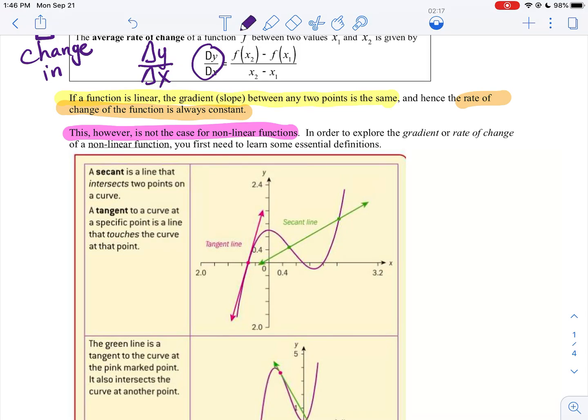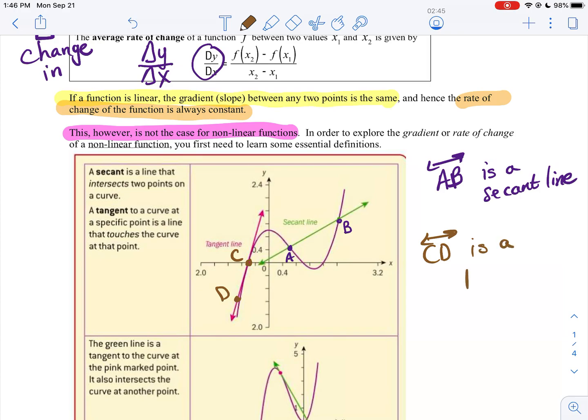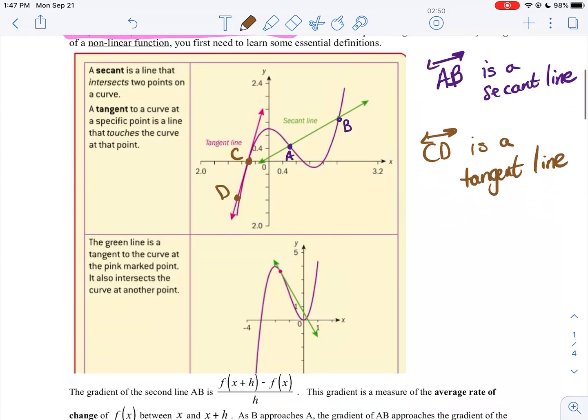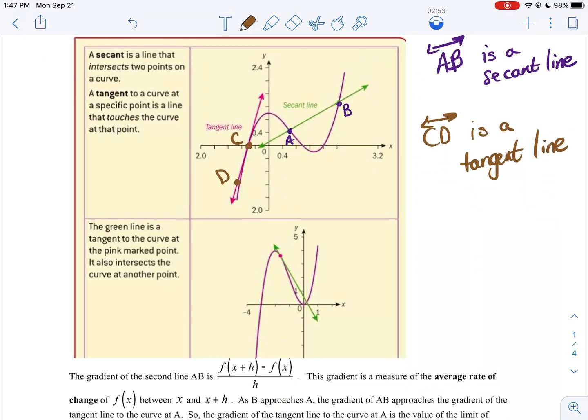So let's get some letters on here. Let's call this A, we'll call this B. So line AB is a secant line. And let me change colors here. And then let's say line CD is a tangent line. All right, so now in the second diagram, the green line is a tangent line.